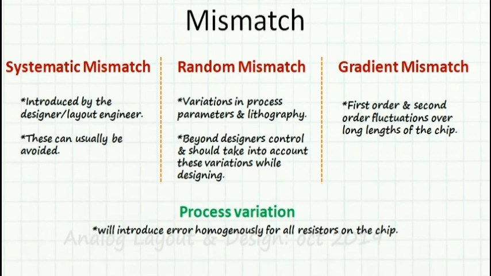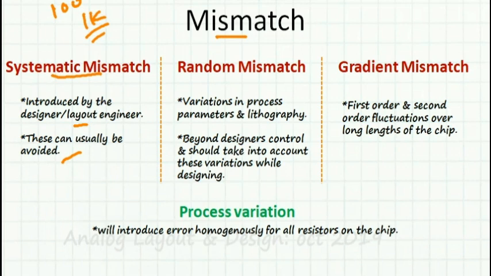The next important concept is the mismatch. When I fabricate, say, 100 resistors of 1K, not all of them will be 1K. The reason is there would be some mismatch. So there are different types of mismatch. We'll analyze each one of them in detail. The first type of mismatch is called systematic mismatch. This type of mismatch is introduced by the designer or the layout engineer, and this can usually be avoided. How do we avoid that? We'll see it in a minute.